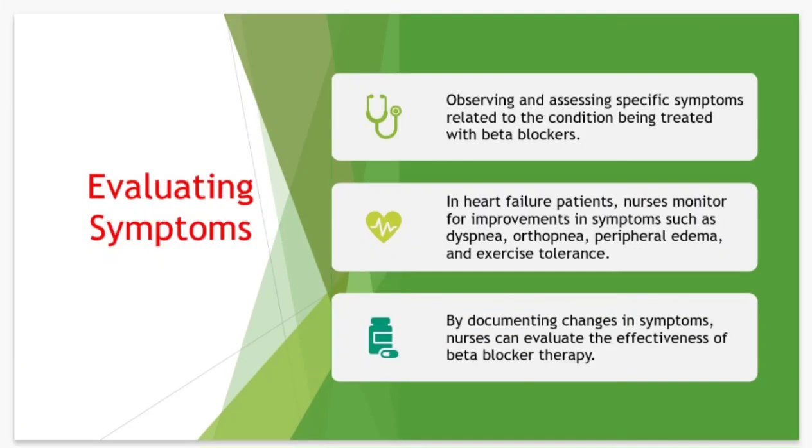Observing and assessing specific symptoms related to the condition being treated with beta blockers is crucial. For instance, in heart failure patients, nurses monitor for improvements in symptoms such as dyspnea, orthopnea, peripheral edema, and exercise tolerance. By documenting changes in symptoms, nurses can evaluate the effectiveness of beta blocker therapy.